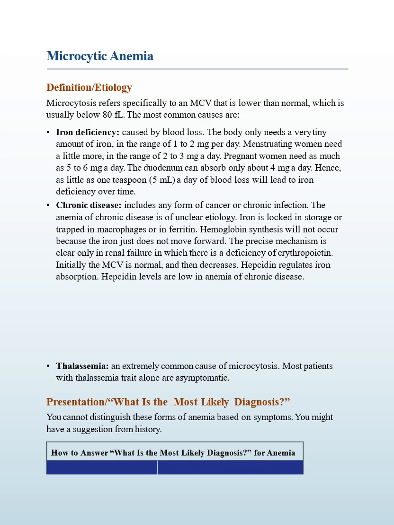Hepcidin usually regulates the iron absorption. Hepcidin levels are low in anemia of chronic disease. Hepcidin is spelled H-e-p-c-i-d-i-n. Then the third is sideroblastic anemia.